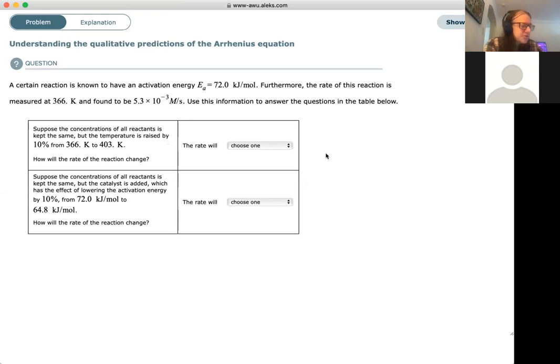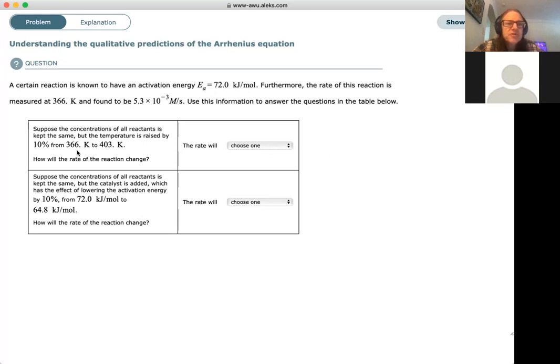And there are different forms of the Arrhenius equation. I've got one there, and I just want to make sure I show you a couple of them. That's one of them. Okay, a certain reaction is known to have an activation energy of 72.0 kilojoules per mole. Furthermore, the rate of reaction is measured at 366 Kelvin, and found to be 5.3 times 10 to the minus 3 molar per second.